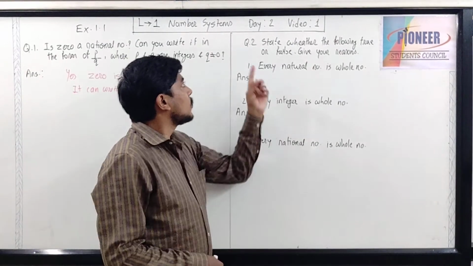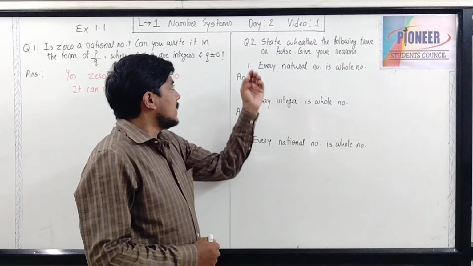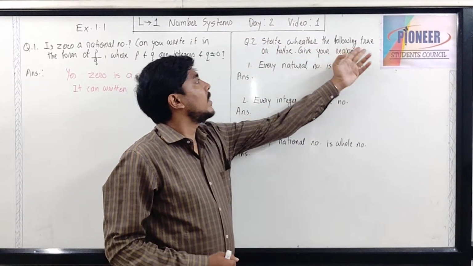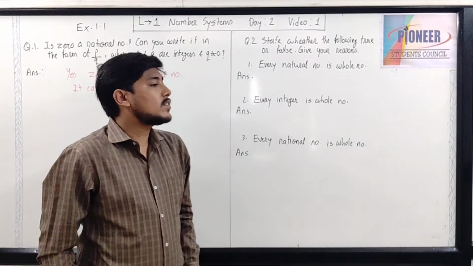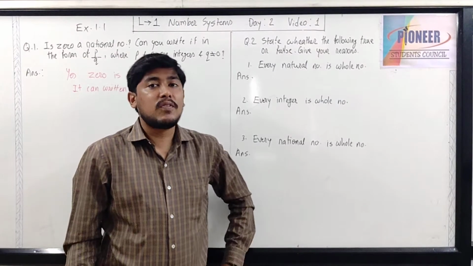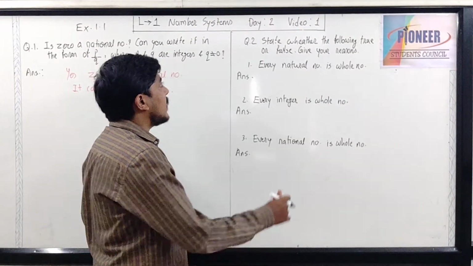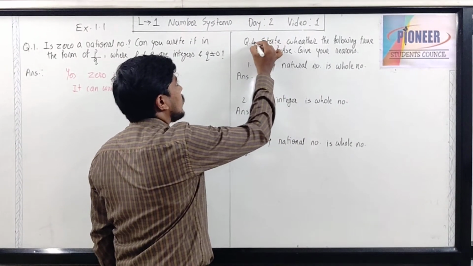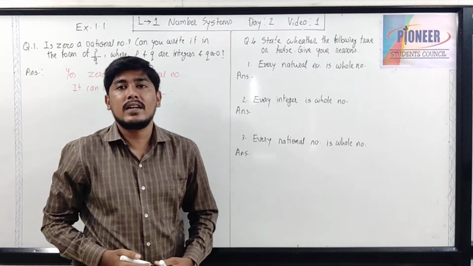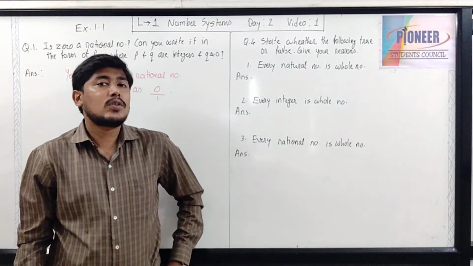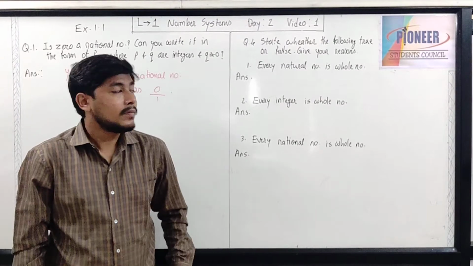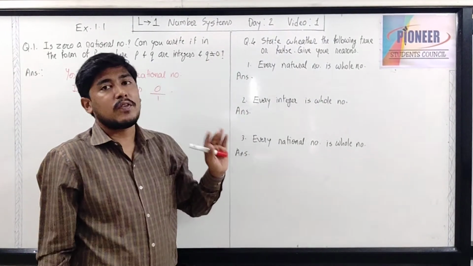Now question number 2. State whether the following are true or false. This question is asked as question number 4 in the exercise, but we are not solving question number 2 and 3 because we have already learned the same kind of questions in the previous lecture, so those questions are homework. So we will jump to question number 4 directly.